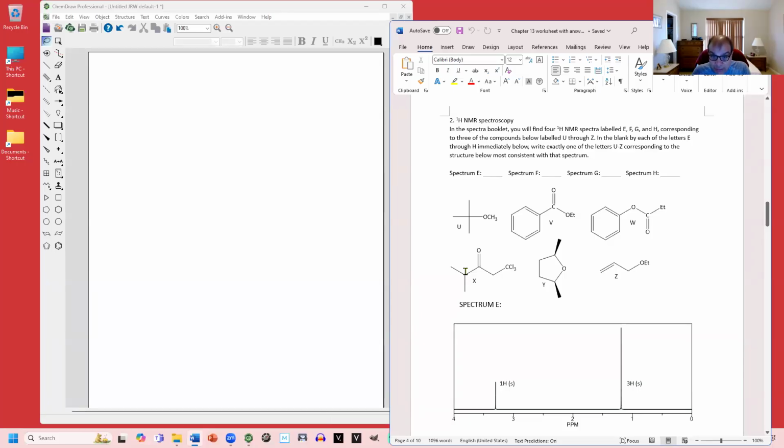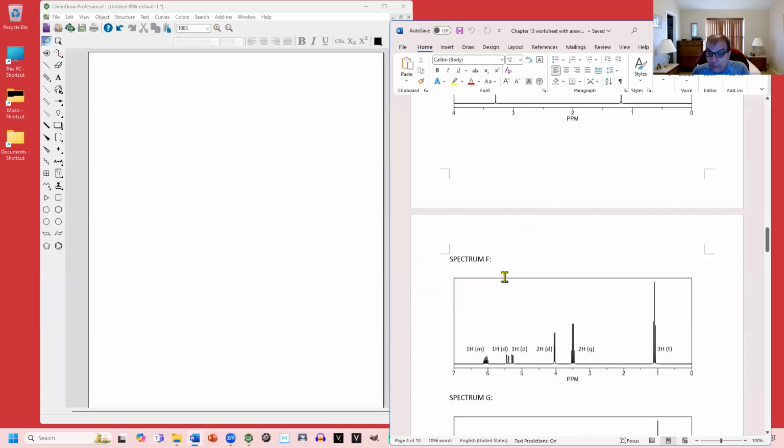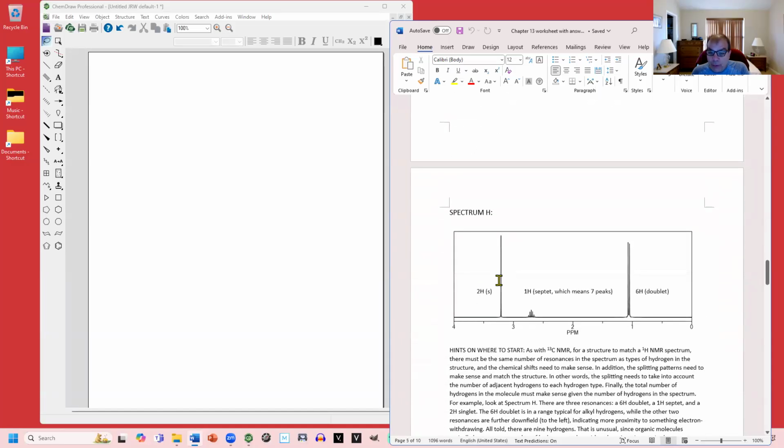And likewise, this CH over here has 6 adjacent hydrogens. So 6 plus 1 is 7. We would expect that CH hydrogen to be split into 7 peaks, a septet. And then finally, we have this CH2 that has no adjacent hydrogens. This carbon has no H's on it. That carbon has no H's on it. So that CH2 would be a singlet. So that last spectrum, spectrum H, has to be compound X, has to be that isopropyl ketone.